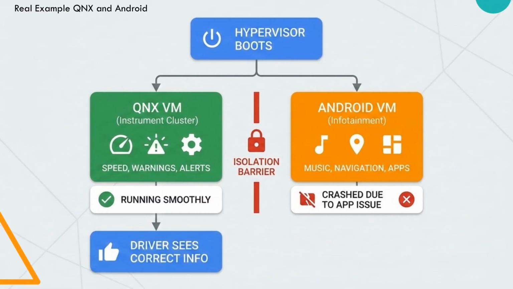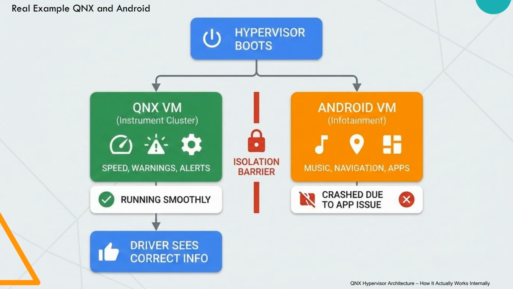Let us walk through a real example. When the car starts, the hypervisor boots first. It creates two virtual machines. In one virtual machine, QNX OS starts and controls the instrument cluster, showing speed, warnings, and critical alerts. In another virtual machine, Android Automotive starts and runs the infotainment system, handling music, navigation, and apps.